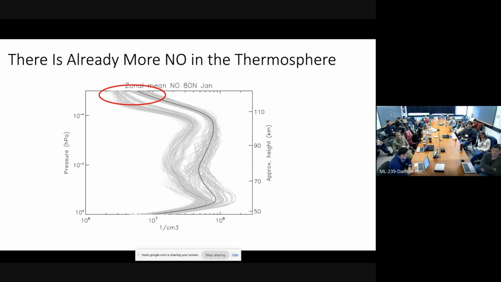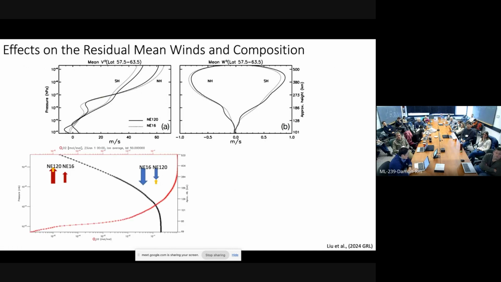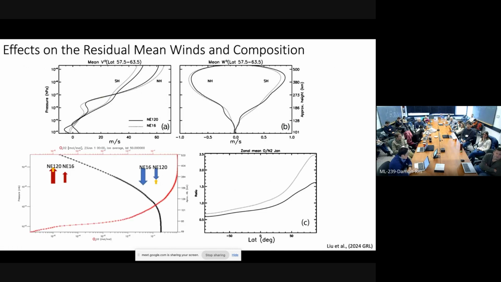But there's another thing we need to pay attention to, which is, if you look closely, the nitric oxide is already very large at the top in the thermosphere. And if you look further up, you can see throughout the thermosphere, the nitric oxide in the high resolution model is already larger. So first of all, we need to understand why. It turns out this is due to the decrease of atomic oxygen in the thermosphere in the high resolution model.